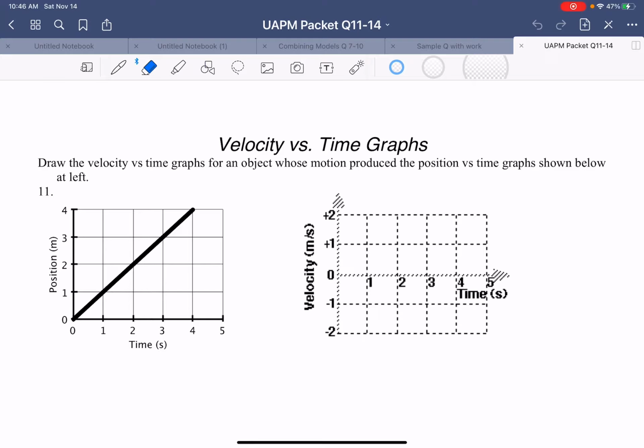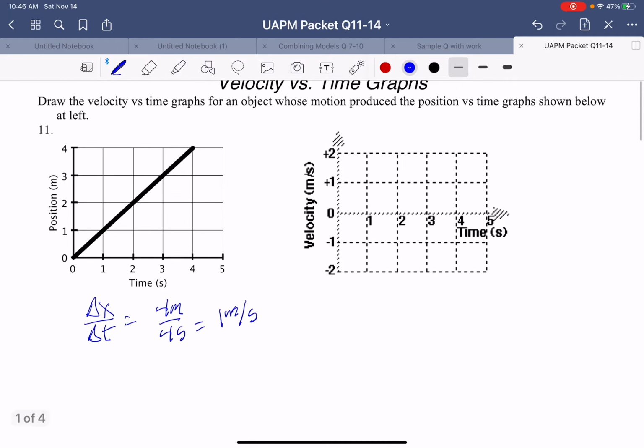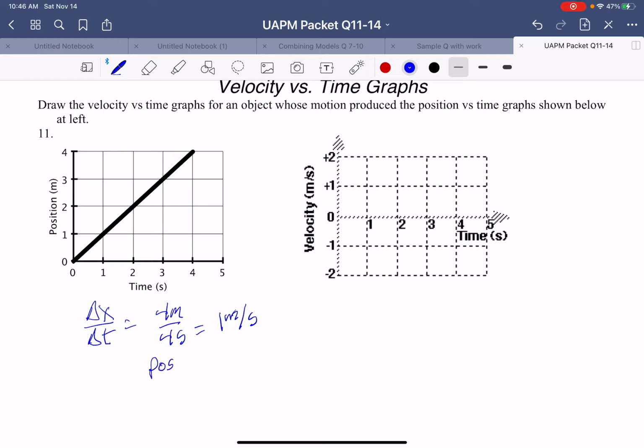I have a position time graph. Remember, the slope of a position time graph tells me the constant velocity. So I can find the slope of this graph. It's the change in position over the change in time. We can see that that is 4 meters over 4 seconds. So this object is moving at 1 meter per second. It's a positive slope, so we know it's in the positive direction.